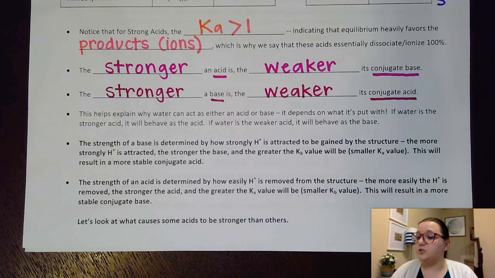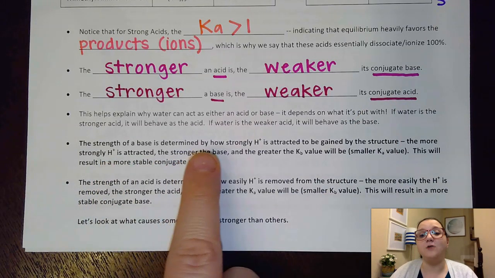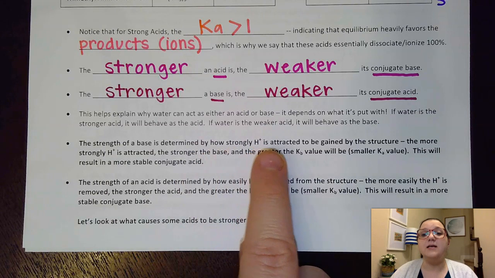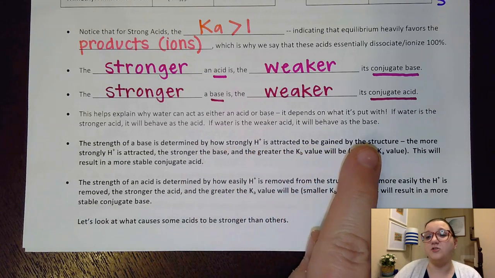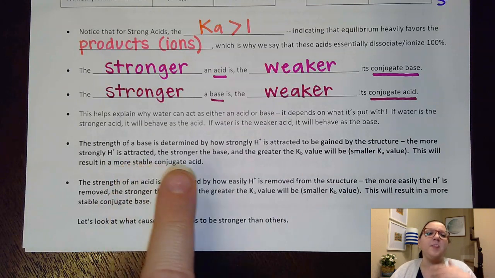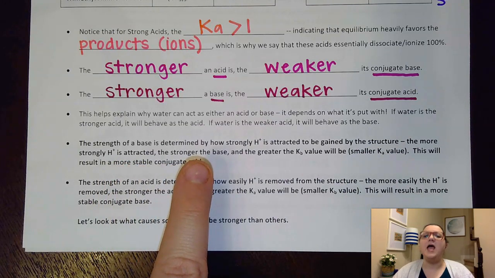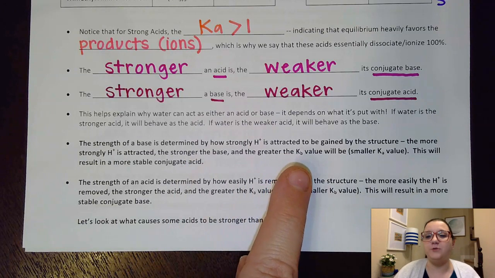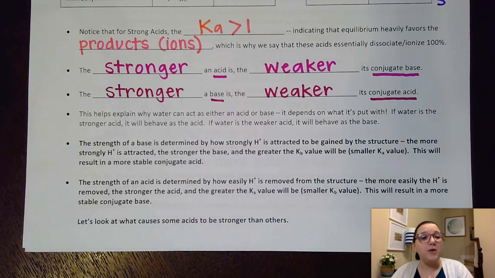Now, the strength of a base is determined by how strongly the H plus is attracted to be gained by the structure. So the more strongly your hydrogen is attracted, then that means you have a stronger base, and so the greater Kb value you would have. By the way, this would also result in a more stable conjugate acid, which is part of what's driving that gain of the H plus in the first place. You're creating something that's very stable in the end.